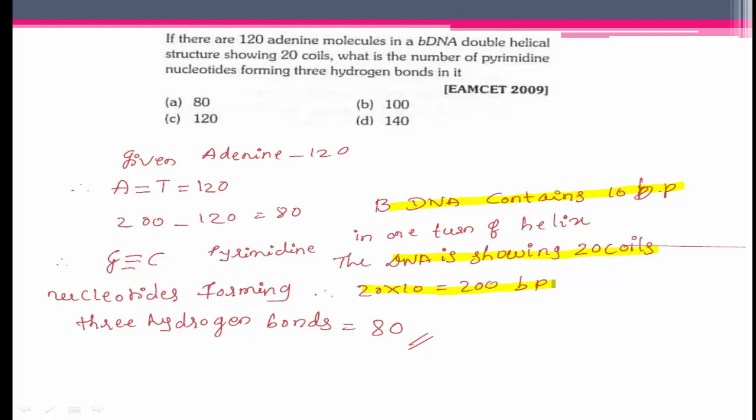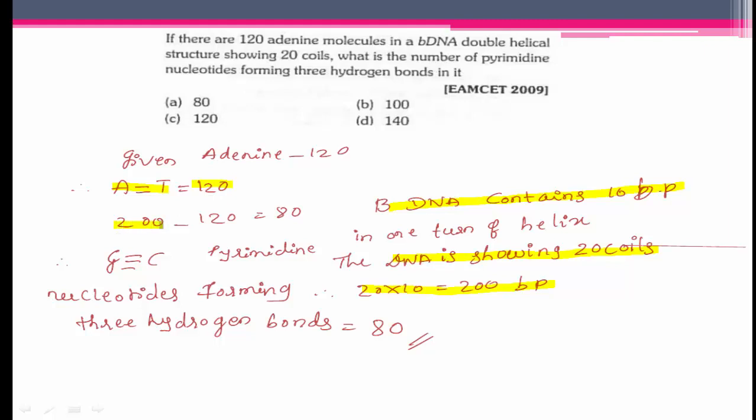Because in each coil, that means each turn, 10 base pairs are present. The number of turns or coils shown by the DNA is 20. Therefore, the number of base pairs becomes 200. The adenine number is given here. Adenine is always pairing with thymine, so this pair, with a double bond, is 120. It is given. Let us deduct this one.